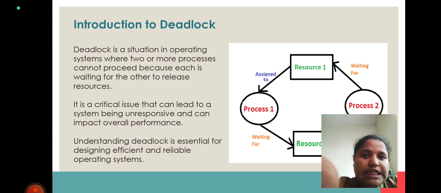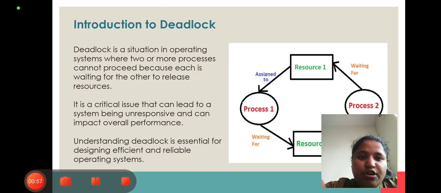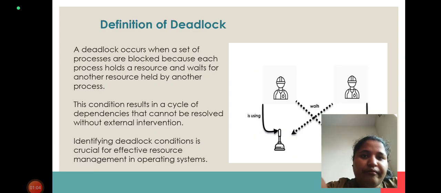Introduction. Deadlock is a situation in OS where two or more processes cannot proceed because each is waiting for the others to release the resources. It is a critical issue that can lead to a system being unresponsive and can impact overall performance. Understanding deadlock is essential for designing efficient and reliable operating systems.